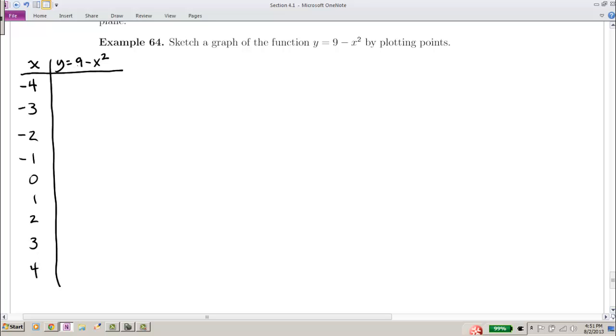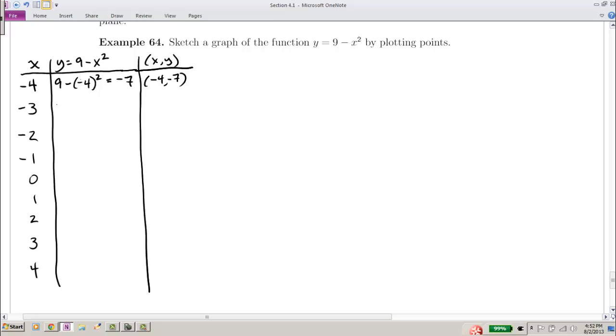So for each of these values, I'm just going to find the y value. We start off with 9 minus negative 4 squared. Now I'm subtracting the square of negative 4, so that's 9 minus 16, which is negative 7. And what this allows us to conclude is that negative 4, negative 7 is a point on the graph of this function.